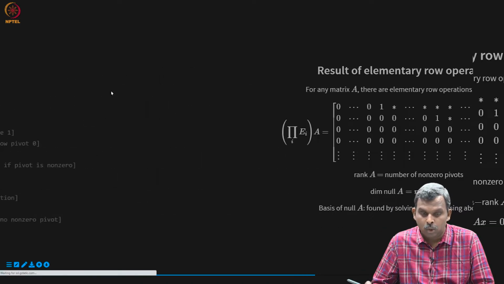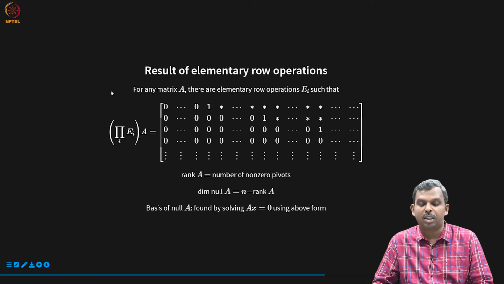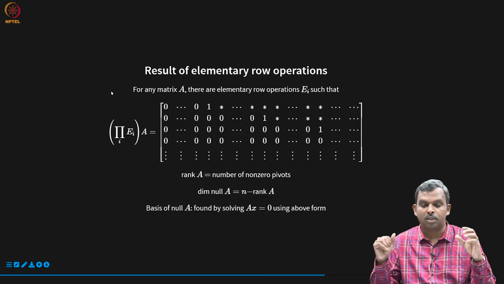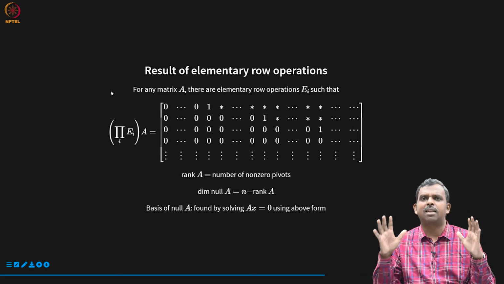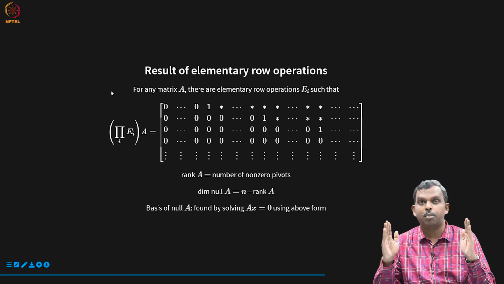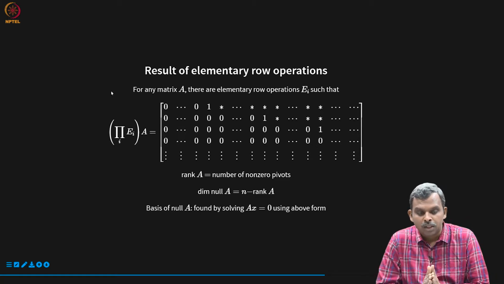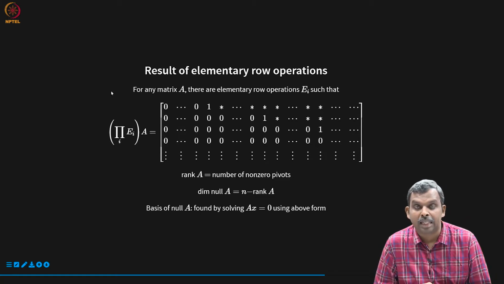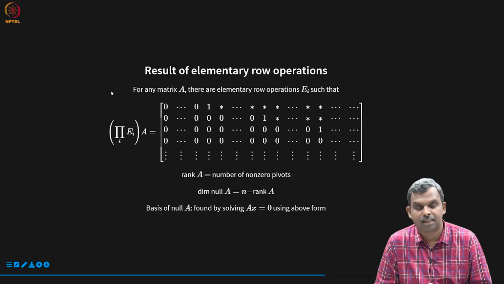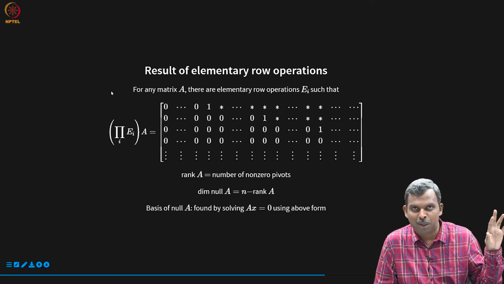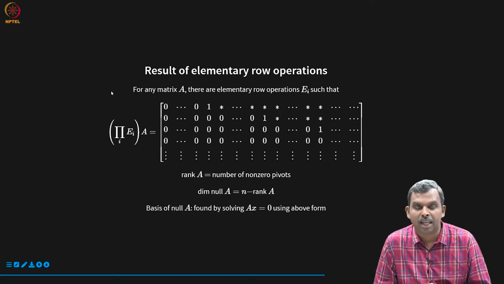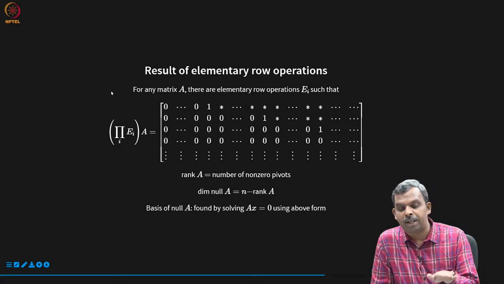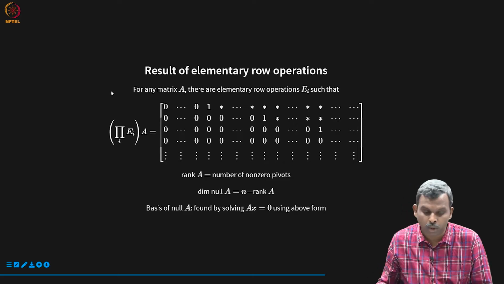So what is the major result if you think in terms of structure? Supposing you do elementary row operations, after that what is the general structure that you will have? That's an important question to answer, right? So for any matrix A, there are elementary row operations Ei such that if you do them in a proper sequence like I described in the previous algorithm, multiply by A, then you will get a matrix which looks like this.